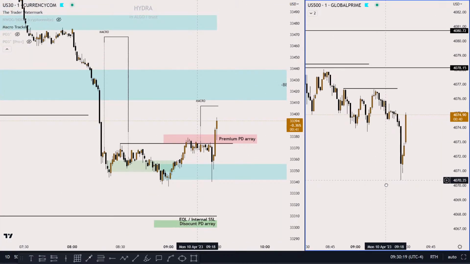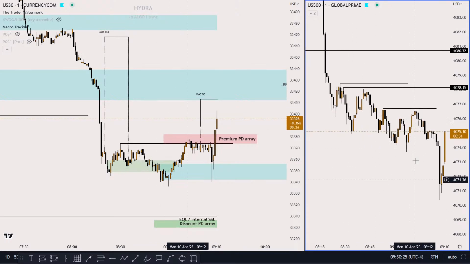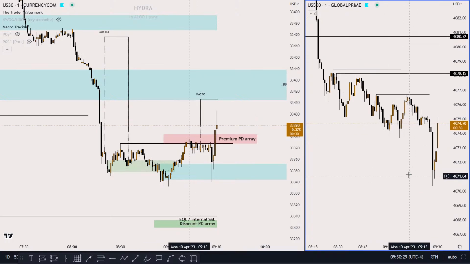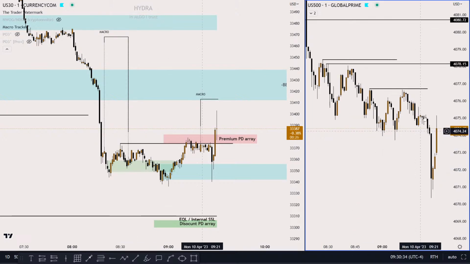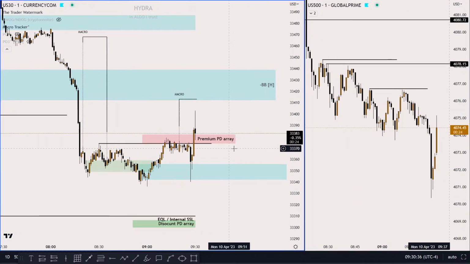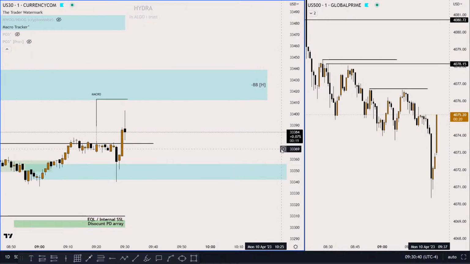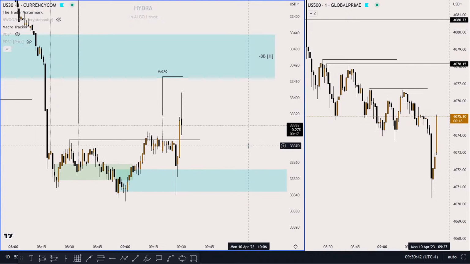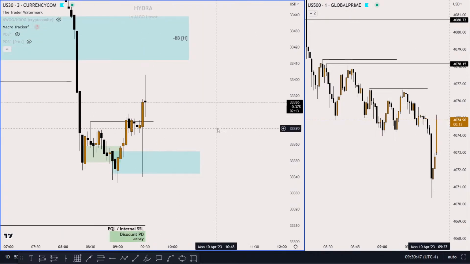And I told you, this relative equal high on US 500, that's what I didn't like, because when price creates relative equal highs and relative equal lows at the same time, it becomes very confusing for me as to what price will hunt first. So price is in a premium PD array. 3-minute chart, nothing significant on the 3-minute chart.